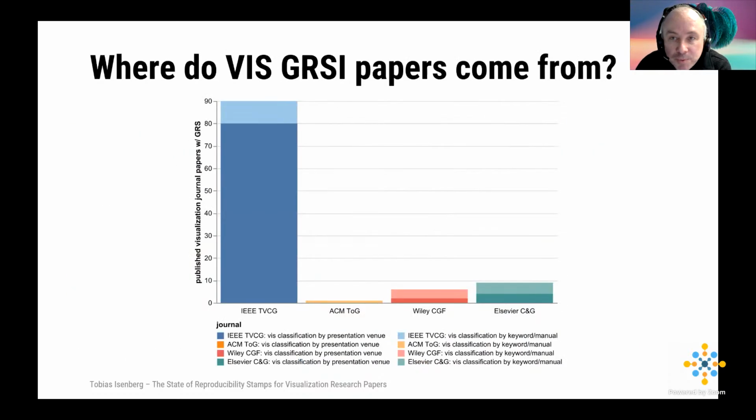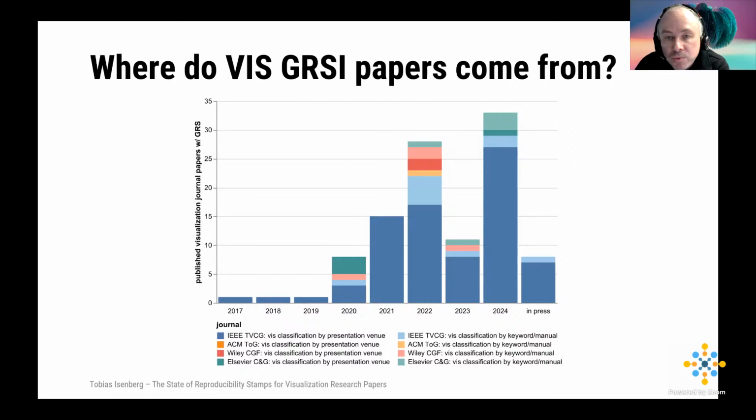Where do Viz papers come from? They come primarily from TVCG. And here we see the separation into papers that are classified by presentations at conferences, essentially, versus, with the lighter colors, those that are classified manually or by keyword. So we see that TVCG is by far the biggest journal where we have visualization papers that are certified. And all the rest is really a small contribution. We again can split this over the years. And this is, by the way, the years when the papers were published, not when the certification was requested. We see that things pick up in 2020, and we see the spread over these years.